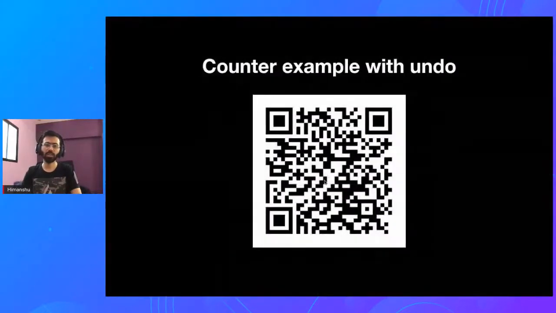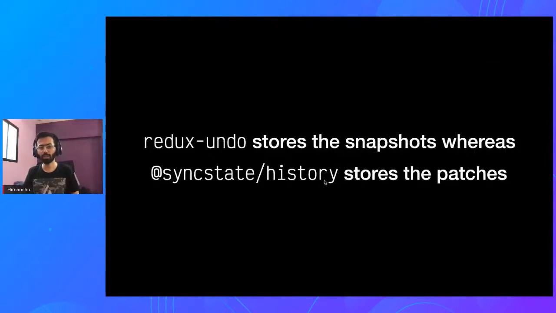But if you have implemented undo redo with Redux, you might know that you store a snapshot for each state in Redux undo. Whenever you want to go back or go forward in the history, you have to apply the whole snapshot, or you just have to replace that with the new state. But sync state history, which is a plugin for sync state which manages undo redo, stores only the patches, and then those patches just need to be applied or reversed.